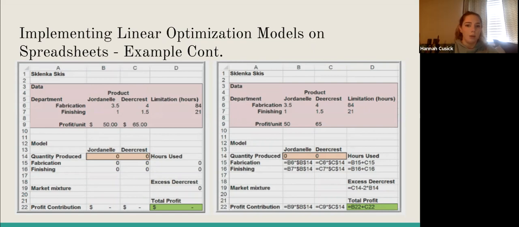will automatically be updated. In the model section, the number of each product to make is given in cells B14 and C14. Also included here are the calculations for constraint functions and the objective function. When we look at the spreadsheet, we're able to see the constraint functions and right-hand side values are stored in separate cells within the spreadsheet.